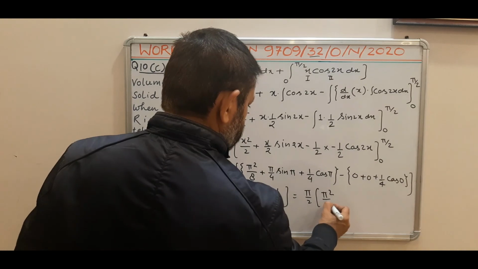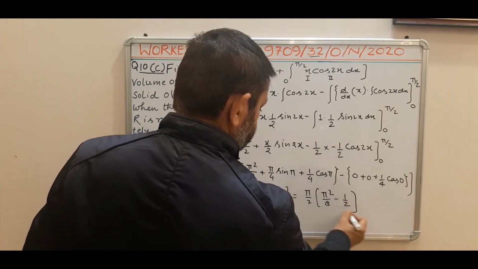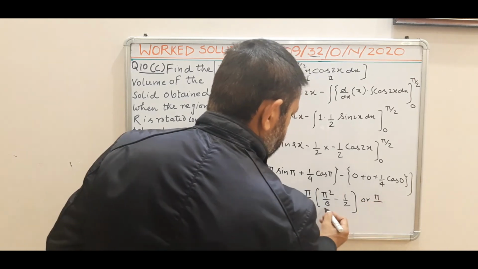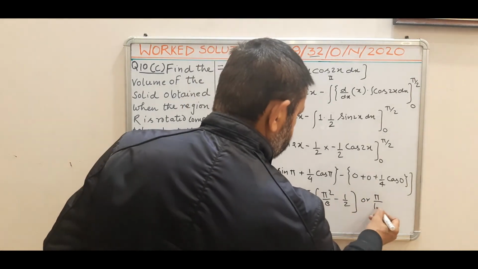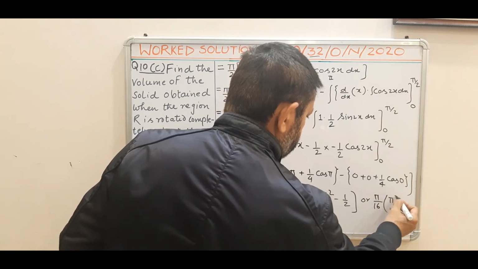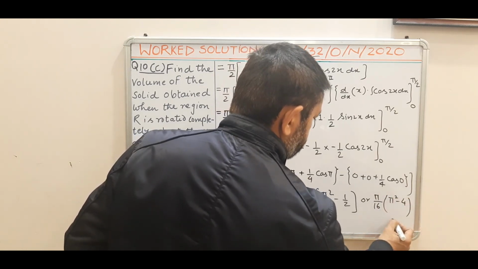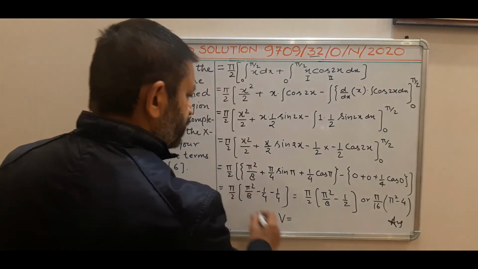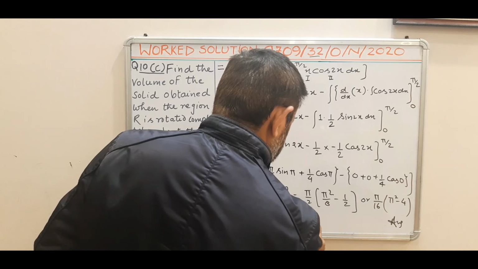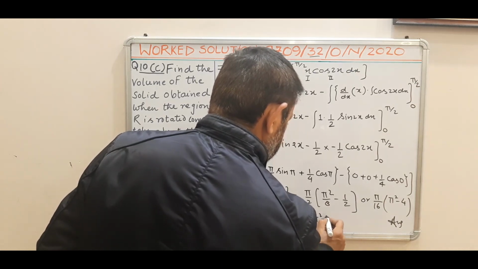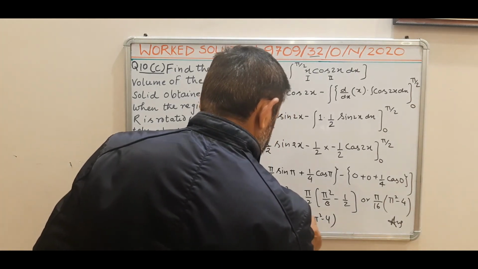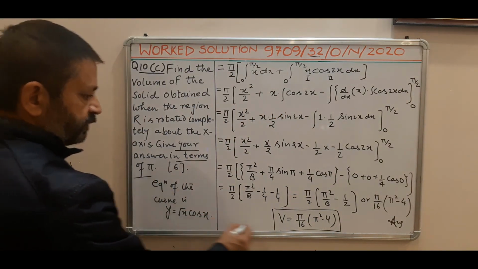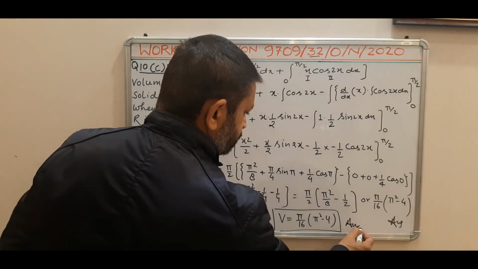Pi square upon 8 minus half, or take LCM, it will be 8, 8 into 2, 16, pi upon 16, pi square minus 4. So the final answer, that is the volume of the solid obtained, is pi upon 16, pi square minus 4. As it is given in the question that your answer should be in terms of pi only, we'll leave it like this.